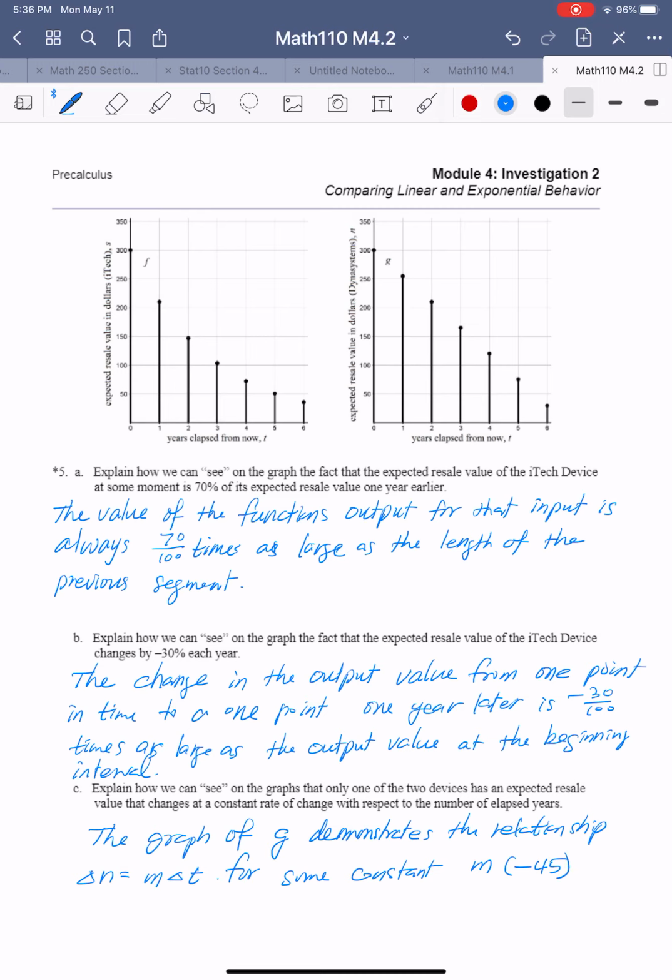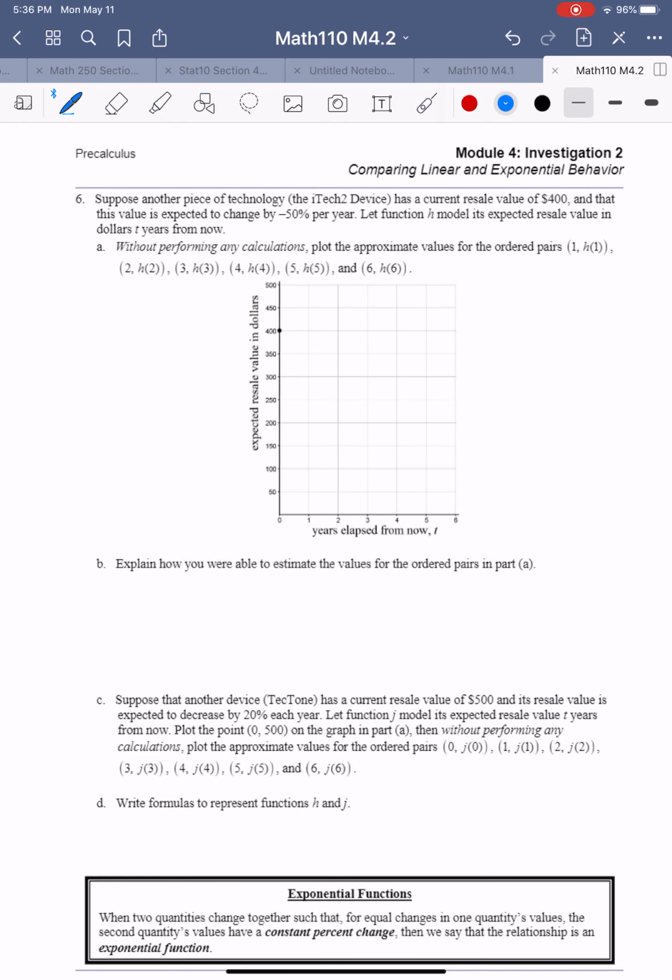But the function f does not demonstrate the relationship delta s equals m times delta t for some constant m. Instead, the change in s depends on the value of s at the given time, and thus delta s is not always the same number of times as large as delta t. Alrighty, let's look at number 6.